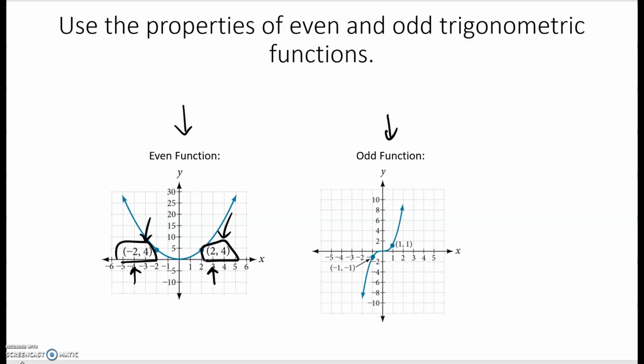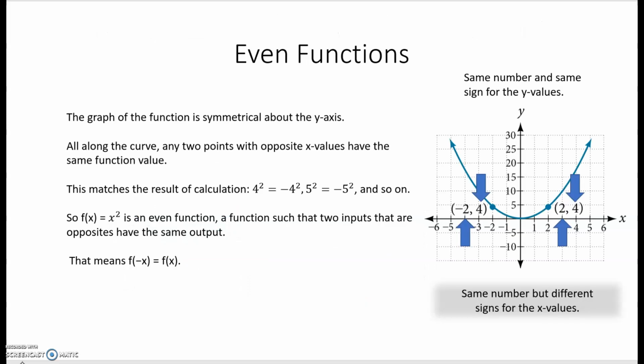Your odd function, it's not symmetric about the y-axis. Now look at these points right here. Okay, for your x-axis, they're the same value but different signs, as well as your y values. They are the same value. They're both 1, but they have different signs. That's a characteristic of an odd function. Okay, and I say that right here as well. They have the same number but different signs for x.